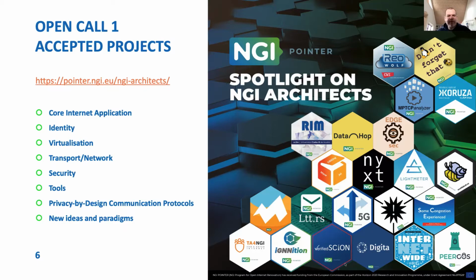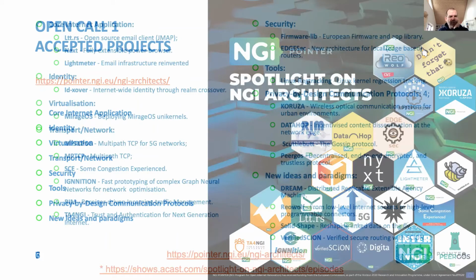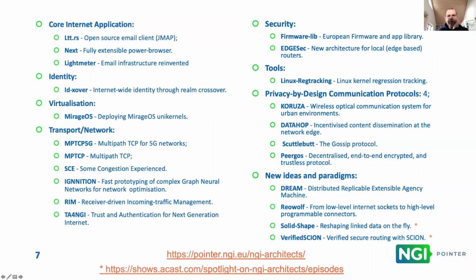It's already in operation. ISPs are supporting it. But the specific contribution that they're making in there is code verification on the routers, on the router code. So this is one very specific narrow contribution that is worked on in the project specifically. So here you have a little bit more of an overview. Maybe I'll highlight a few more. So we have Carusa as an example as well. We put this under privacy by design communication protocols, but in essence, it's a software, hardware, open source project of wireless optical communication systems for urban environments.